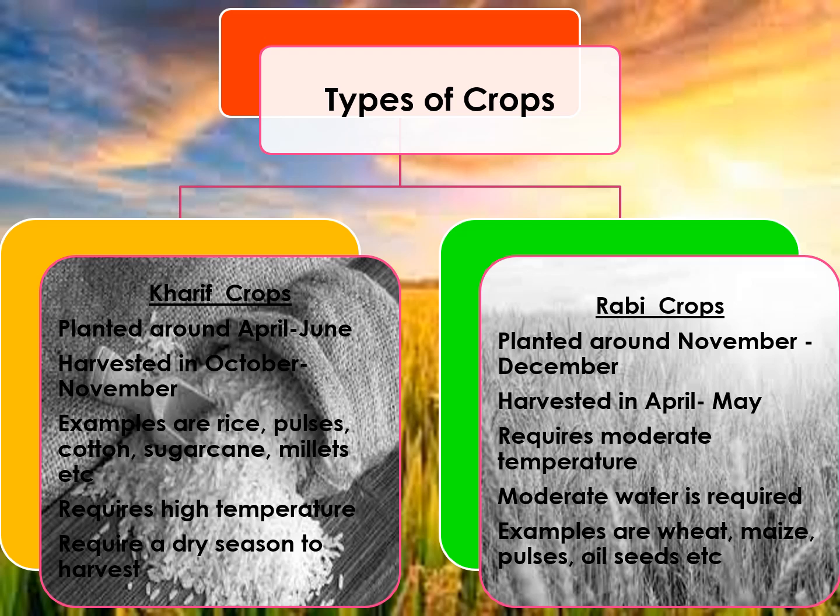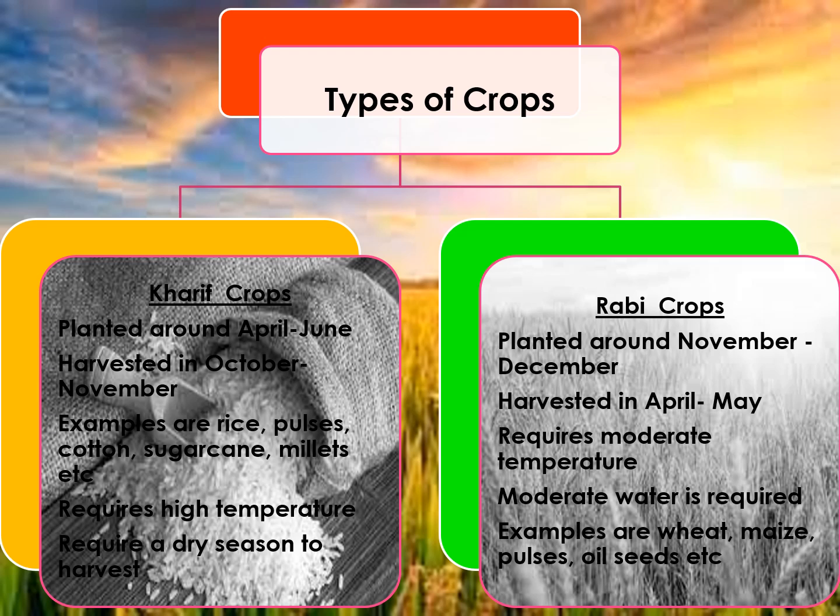Now, if we talk about the types of crops, we have two main types of crops, Kharif crops and Rabi crops. Kharif crops are mostly planted in Pakistan around April to June and harvested in October to November. The prominent examples of the Kharif crops are rice, pulses, cotton, sugarcane, millet, soybean. They require high temperature, about 25 to 40 degrees Celsius for their growth and harvest. They require a dry season to harvest.